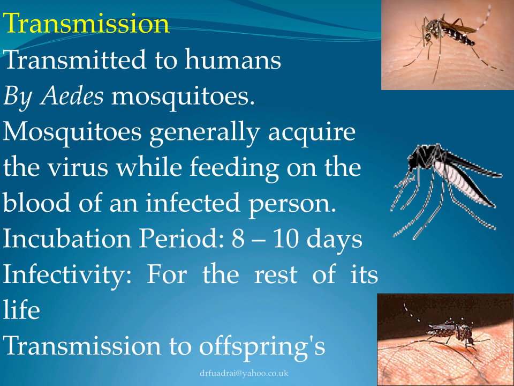While talking about the transmission, dengue viruses are transmitted to humans through bites of infected female Aedes aegypti mosquitoes. The mosquito generally acquires the virus while feeding on the blood of an infected person. After the virus incubation for 8 to 10 days, an infected mosquito is capable, during probing and blood feeding, of transmitting the virus for the rest of its life. An infected female mosquito may also transmit the virus to the offspring by transovarial transmission, which means via the eggs. But the role of this in sustaining transmission of the virus to humans has not yet been defined.